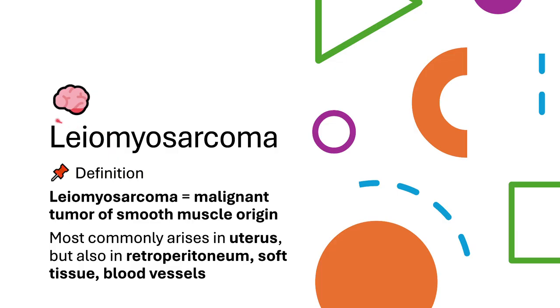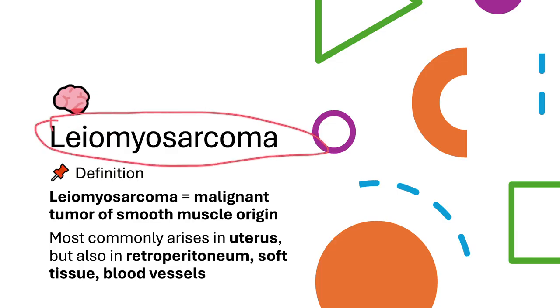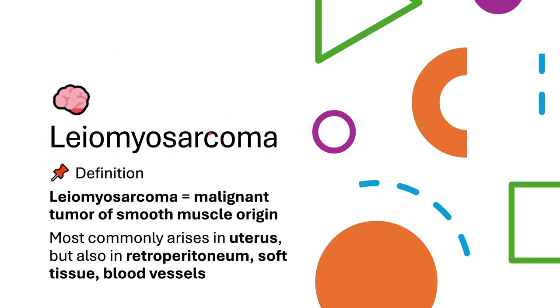And the next malignant type of smooth muscle tumor is the leiomyosarcoma. The definition is that leiomyosarcoma is the malignant tumor of smooth muscle origin. This also most commonly occurs in the uterus, but is also reported in the retroperitoneum, soft tissues, and blood vessels.